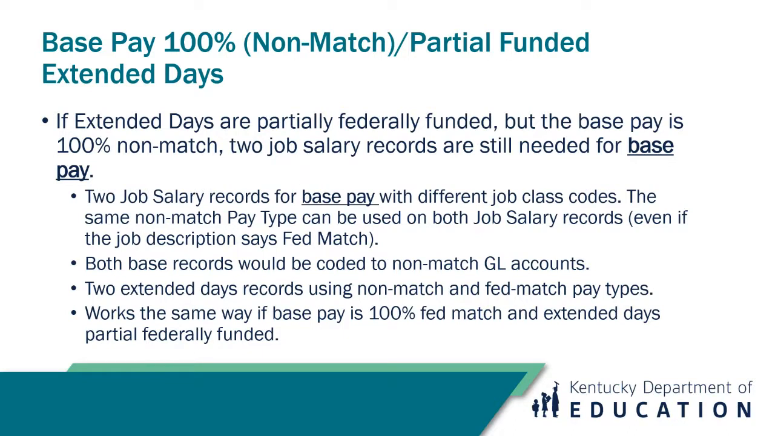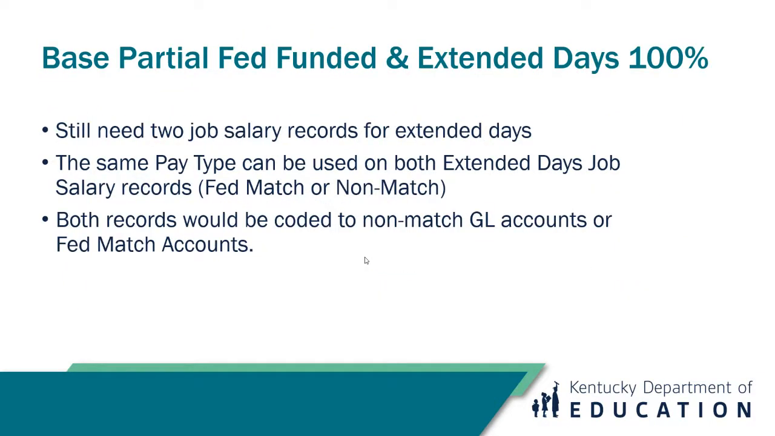So back to the base pay 100%, where it's 100% base pay but partially funded extended days. I'm not going to take too much more time talking about this. It's in the guide. The point is that you're going to have to create extra records, and it may look a little funny because the job description may say federal match even though the pay type is not. You'd have to create 2 extended day records using a non-match and fed match pay type. And it works the same way if the base pay is 100% fed match and the extended days are partial federally funded.